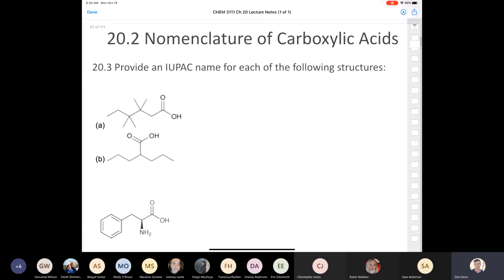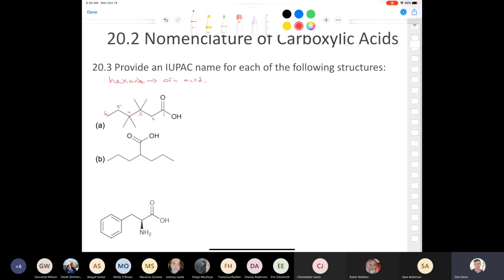The next one says provide an IUPAC name for the following compounds. I'll walk you through these. The first thing we're going to do with A is that we're going to number the longest carbon chain, giving the carbonyl, or the carbon of the carboxyl, the lowest number. So we have number 1, 2, 3, 4, 5, and 6. So this would be, if we had a 6 carbon hydrocarbon, that would be hexane, and we're going to drop that and we're going to replace it with oic acid. So this must be some kind of hexanoic acid.